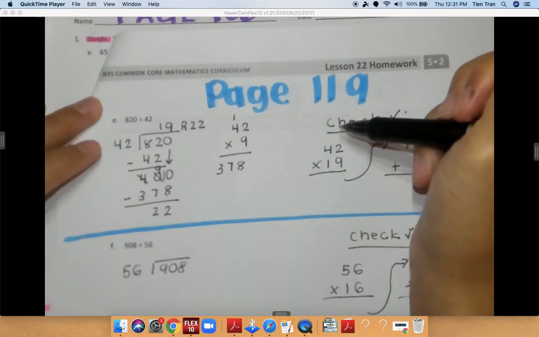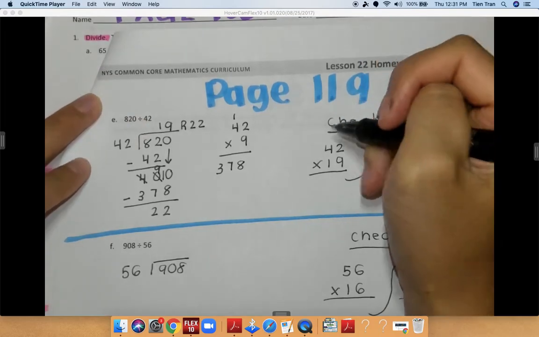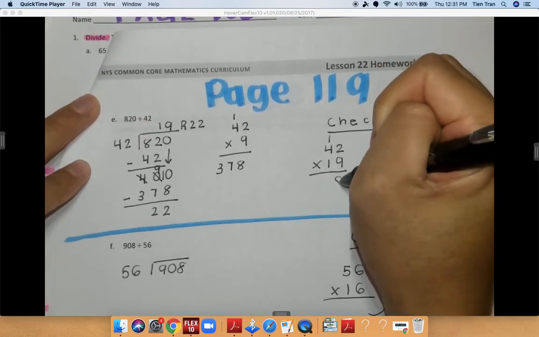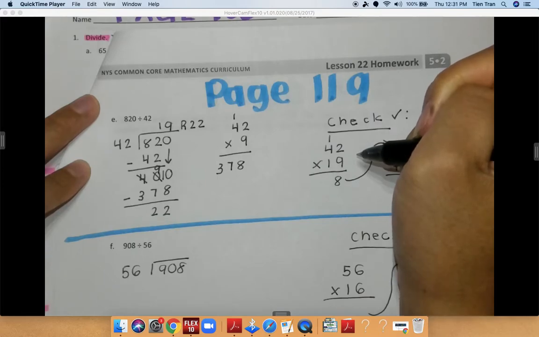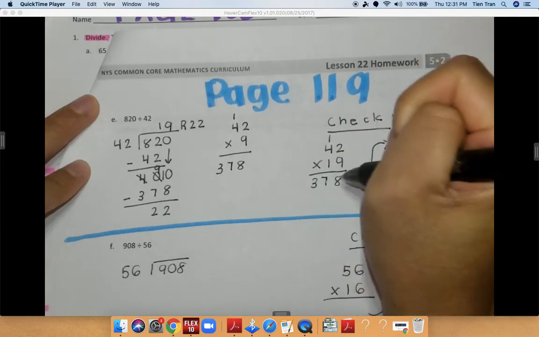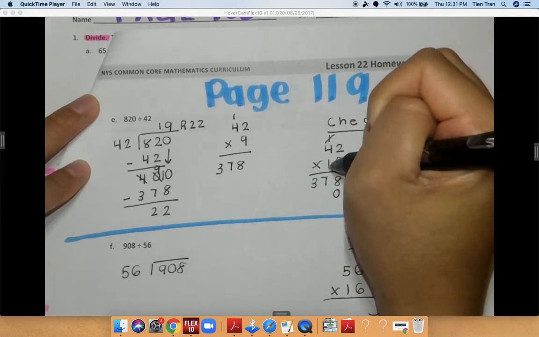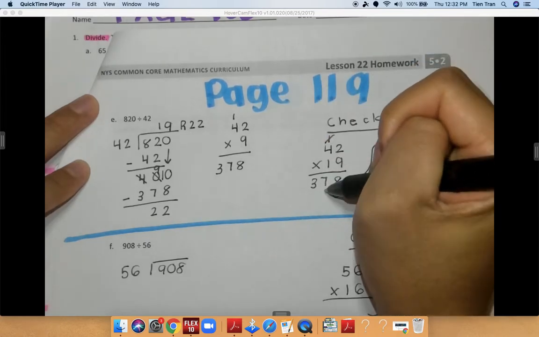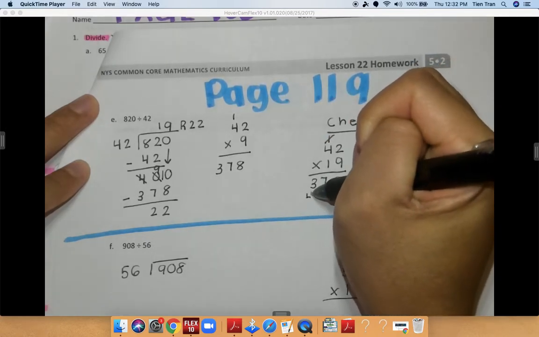Now I'm going to check my work by multiplying 42 times 19. 9 times 2 is 18. 9 times 4 is equal to 36, plus 1 is 37. Bring down my 0 because I'm multiplying in my tens place. 1 times 2 is 2. 1 times 4 is 4.